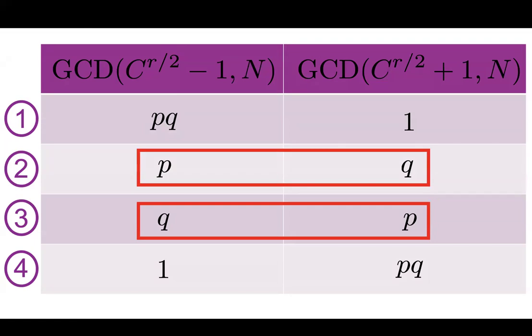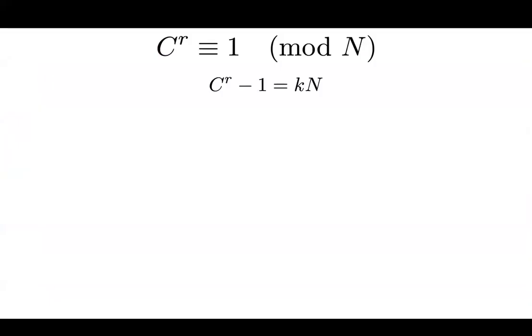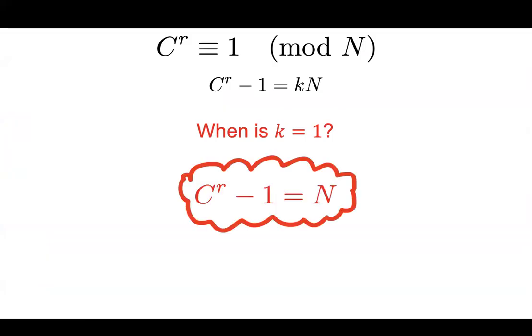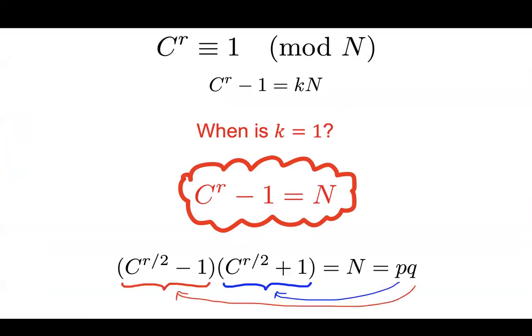Next, let's talk about a situation when we can get the factors directly from the definition of the function without having to resort to calculating GCDs. Recall this relation? When is k equal to 1? Easy. When c to the r minus 1 equals n. In that case, if we factor the left-hand side like before, we get this. So if p is larger than q, then this is p and this is q.